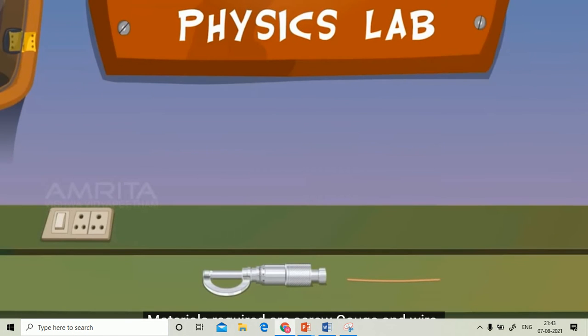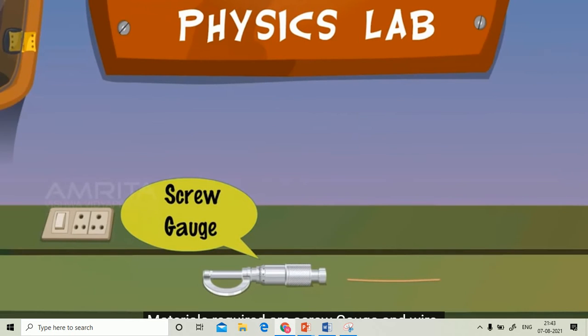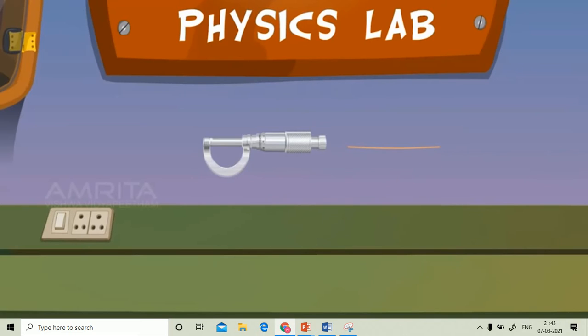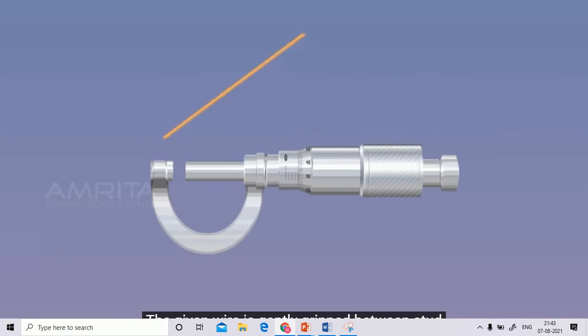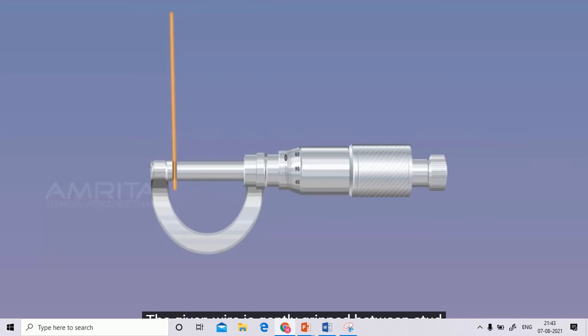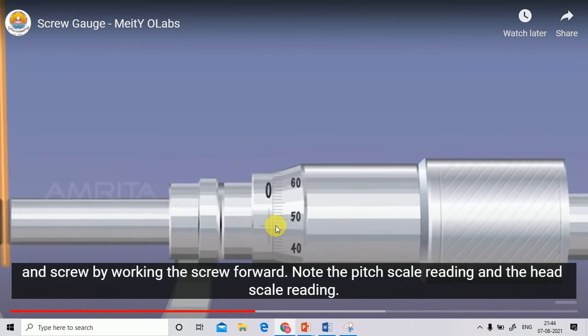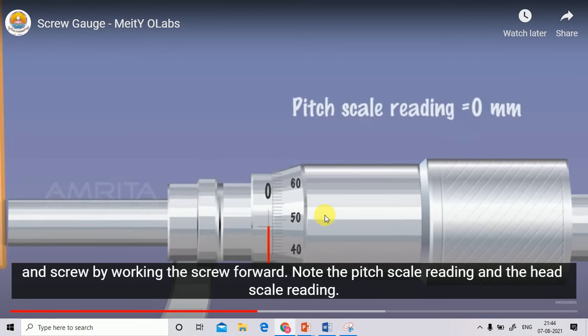This is the screw gauge and the wire whose thickness is to be measured. Same procedure will be applied. Insert the given wire in between the screw and the stud, and the reading shown here is: pitch scale reading is 0 and head scale reading is 48.